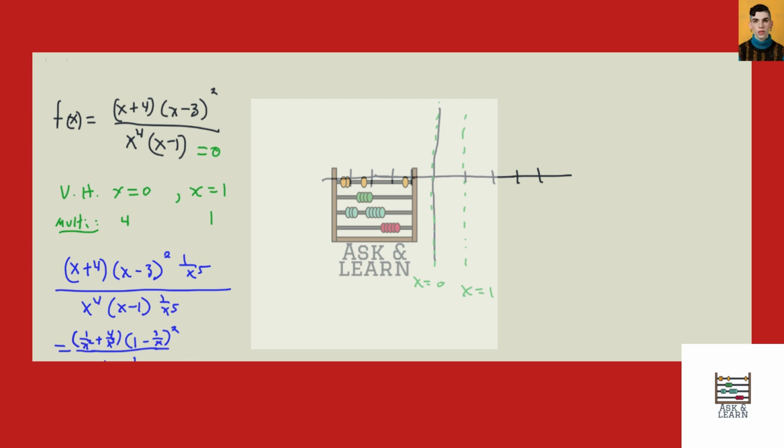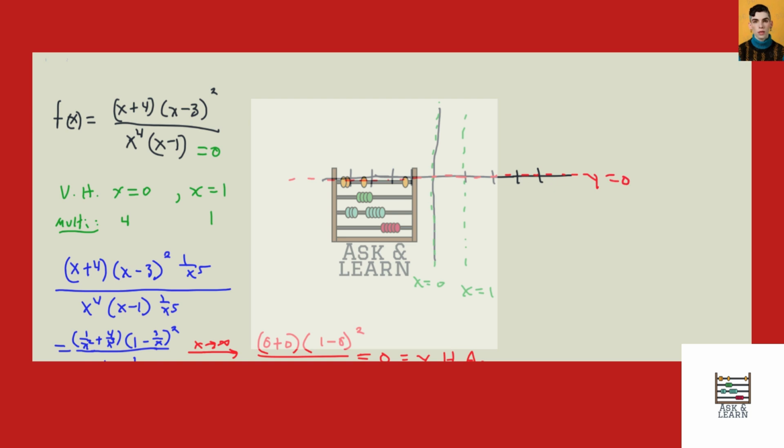All right, so now as x approaches infinity, all the 1 over x terms are going to go to 0. So I can rewrite that as 0 plus 0 times (1 minus 0) squared over 1 minus 0, which goes to 0. So that tells us our horizontal asymptote is at y is equal to 0. So let's go ahead and plot that as well. y is equal to 0.